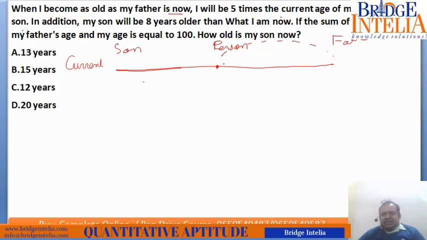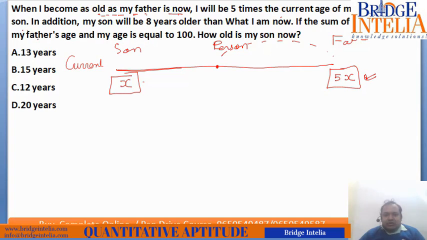So basically he's trying to say that this age, when I become as old as my father, is 5 times the current age of my son. So let the current age of the son be x. So father's current age is 5x.